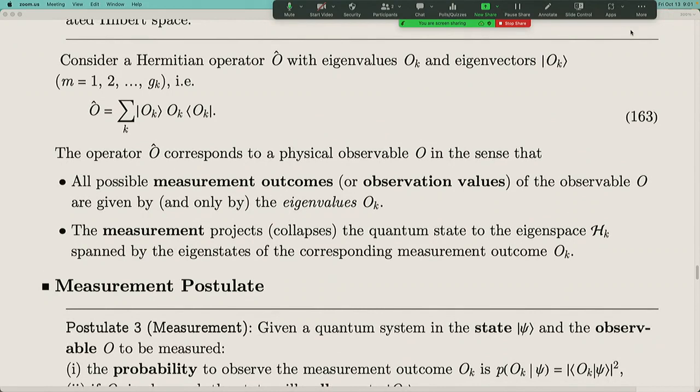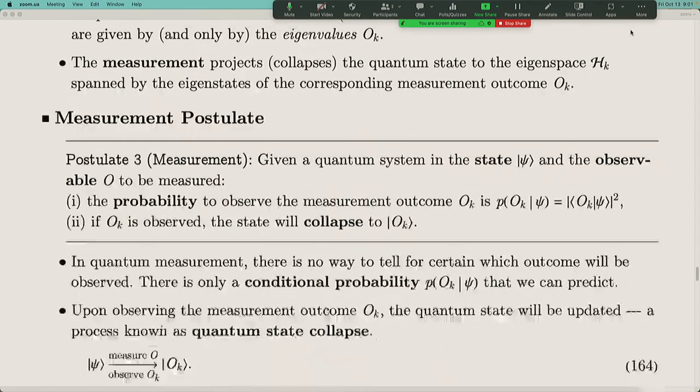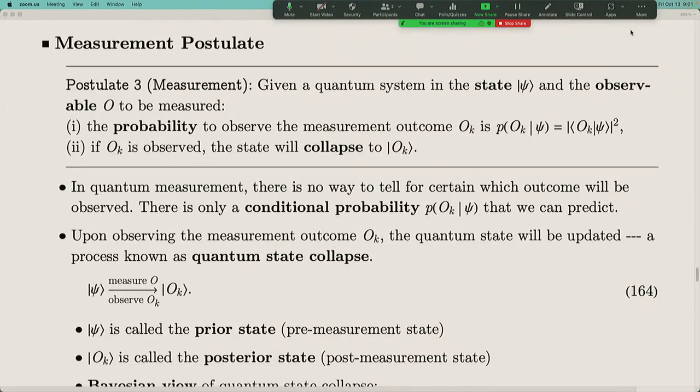The eigenvalues correspond to all the possible measurement outcomes. When you measure this observable, you're not going to observe anything other than the eigenvalue. Once you observe one particular eigenvalue as the outcome, the system will collapse. The state will be updated to a new state, which will be the eigenstate corresponding to that eigenvalue. However, sometimes the eigenstates can be degenerate, meaning that there are several eigenstates corresponding to the same eigenvalue. Then it's a little more tedious, and we have to use projection operators.